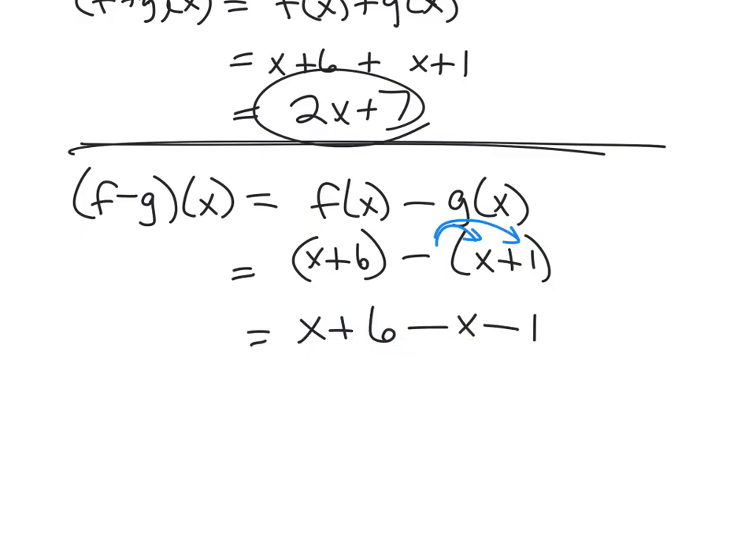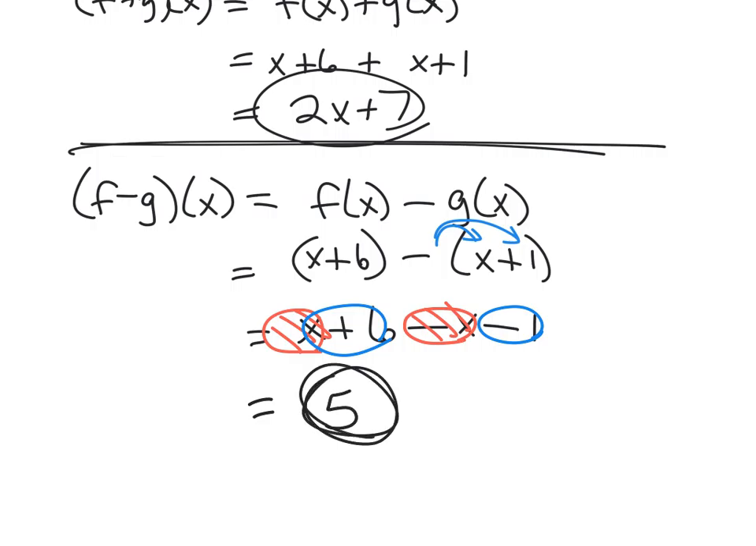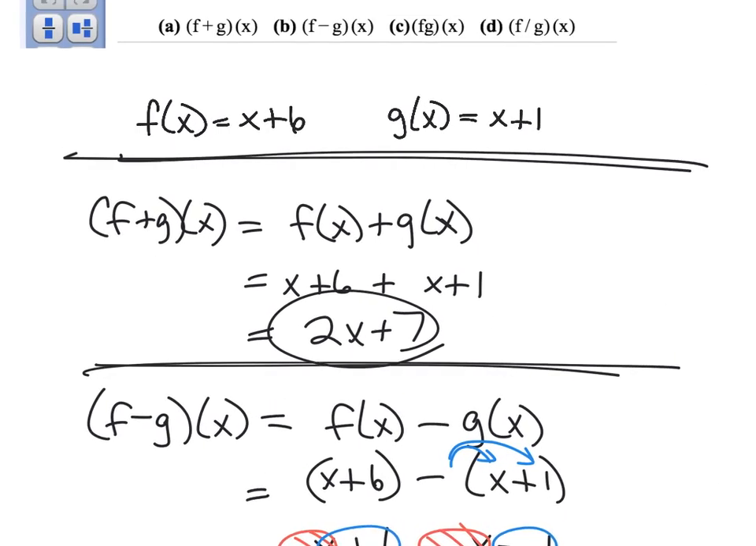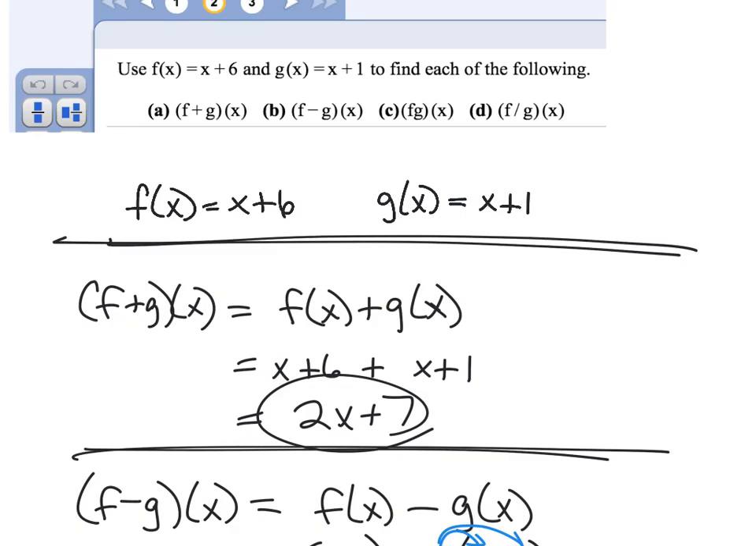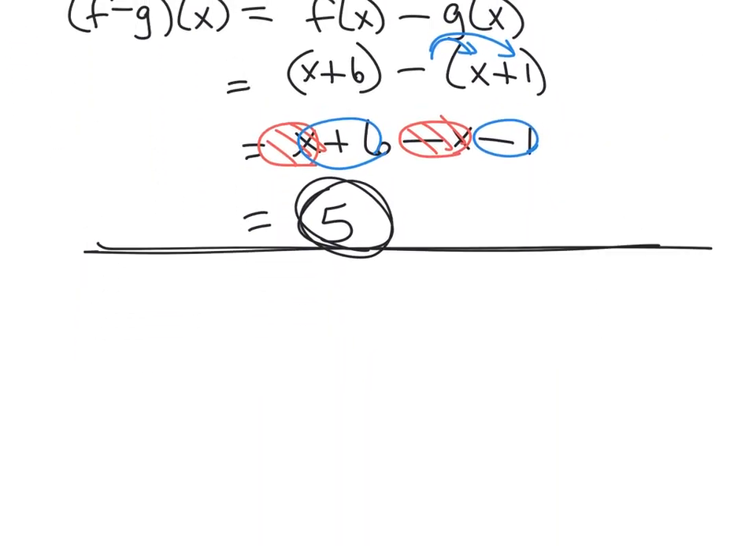And now simplifying this, we see that, okay, we've got x and minus x are like terms, and they equal 0. And then positive 6 minus 1, that equals positive 5. And so there's your answer. So the subtraction, your answer is 5. And I think the next question is saying, okay, so we've added, we've subtracted, now we're going to multiply fg of x.